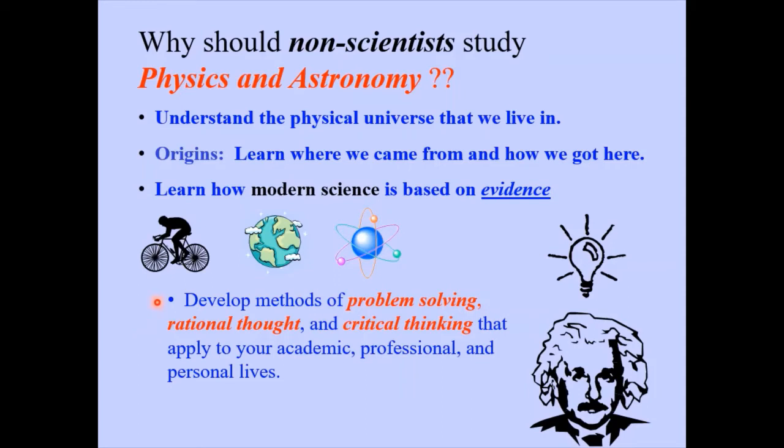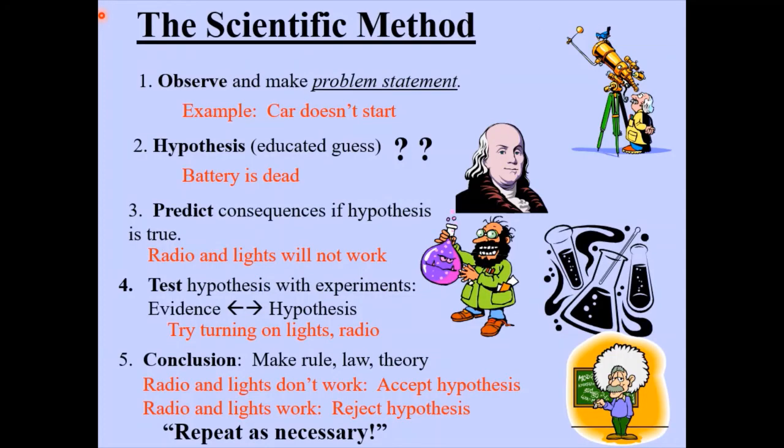Also, on a more personal level, something that will help you is that by studying science like this, you're going to develop methods of problem solving, rational thought, and critical thinking that apply to your academic, professional, and personal lives. You've probably heard of the scientific method, and I would bet that you've seen this before, since it's taught not only in high school, but even in middle schools now. The scientific method is important because it's not only used by scientists, but it's a very good problem-solving approach that you can use for lots of different areas of your life.